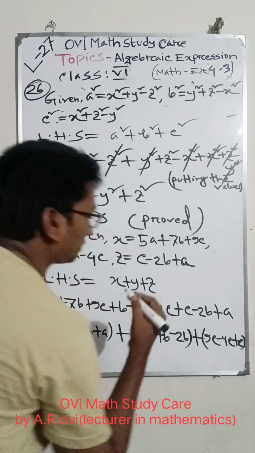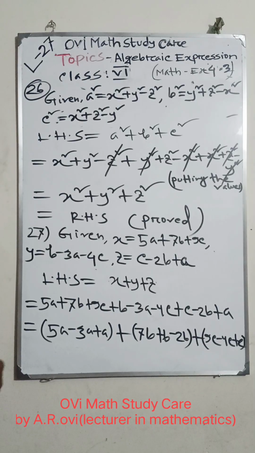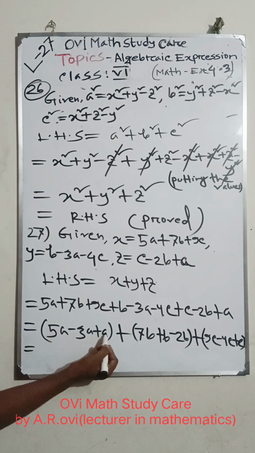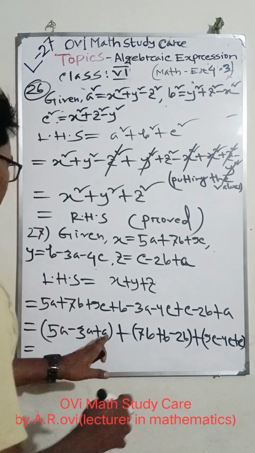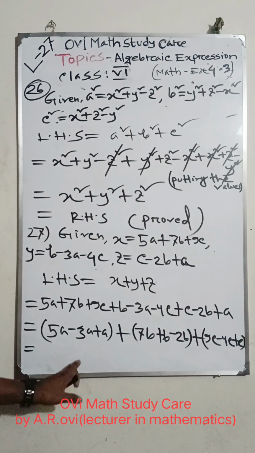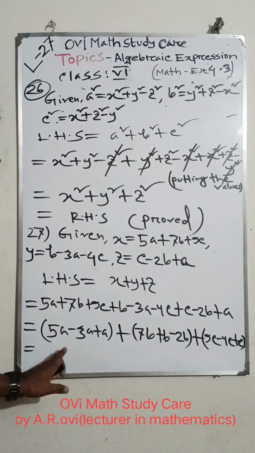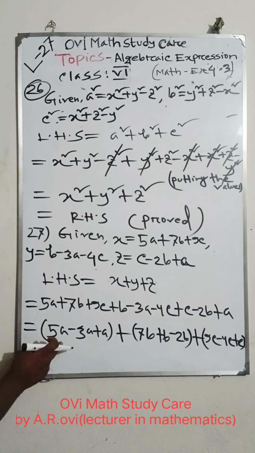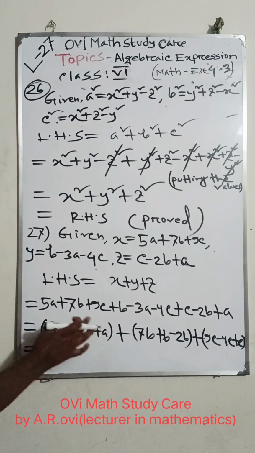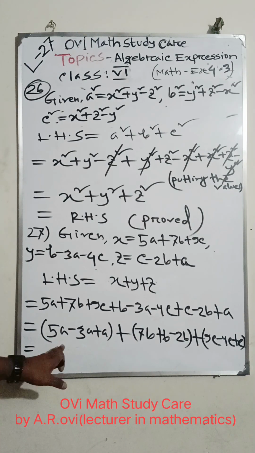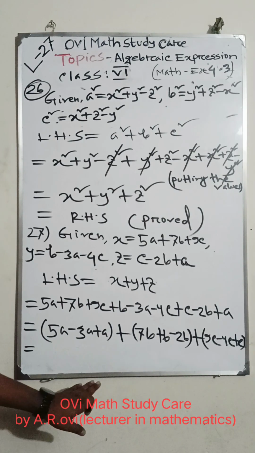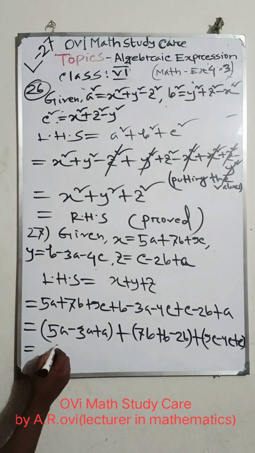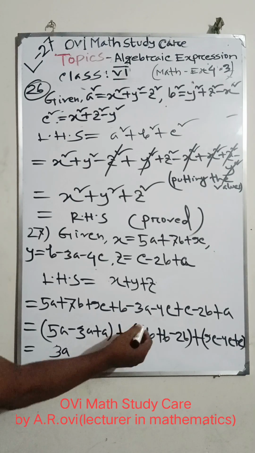Dear student, plus c. Putting the value we get 5a plus a. According to the rules of BODMAS, at first we should do addition or subtraction. Which term should be done at first? You should do addition first, then subtraction. So 5a plus a equals 6a, 6a minus thrice a, that means 3a.